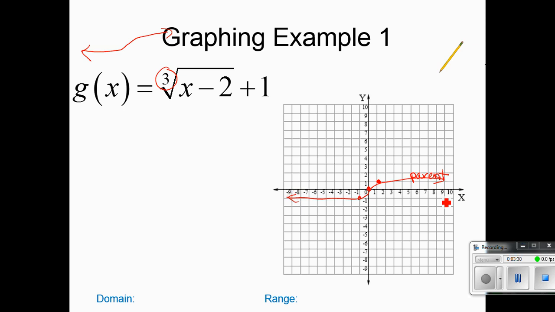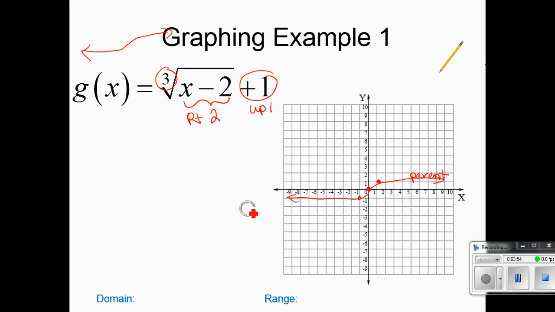So the parent function has been graphed. And now we need to identify how it moved. So inside here, we're going to shift the points to the right 2 and then up 1. So we're going to take this parent function and move the (0, 0) dot to the right 2, up 1. So here's the new (0, 0) location.